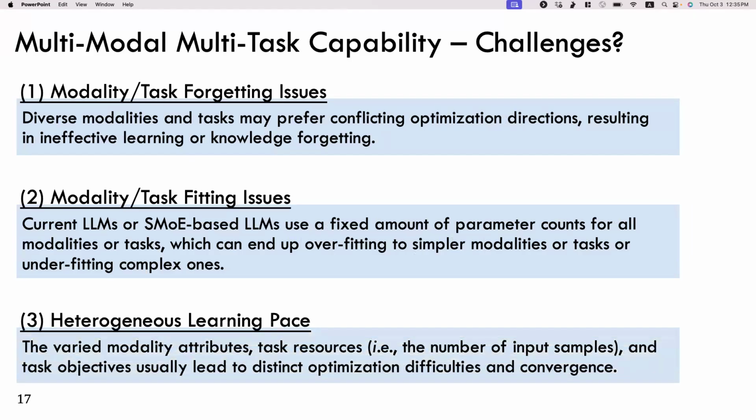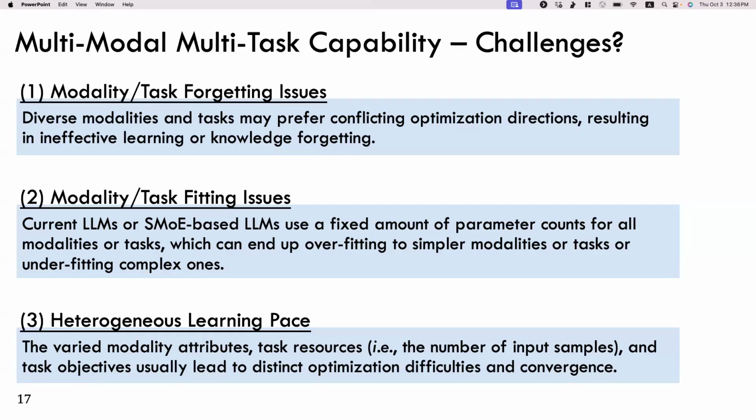The last one is the learning pace. If one modality or one task only has 100 samples, it converges very quickly. If it has 10 million samples, it is very hard to converge, and converges very slowly. How to synergize the learning pace for multimodal learning is another problem, because you are always learning simultaneously. If one has already converged and you keep training it, you will get overfitting issues, right?